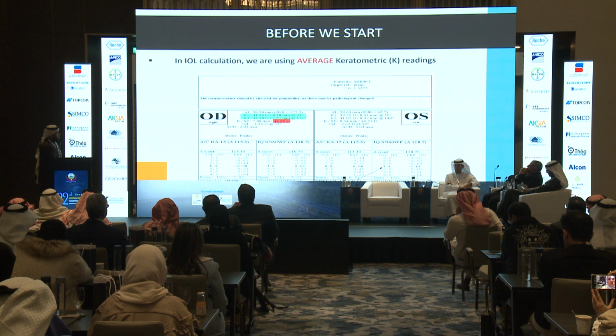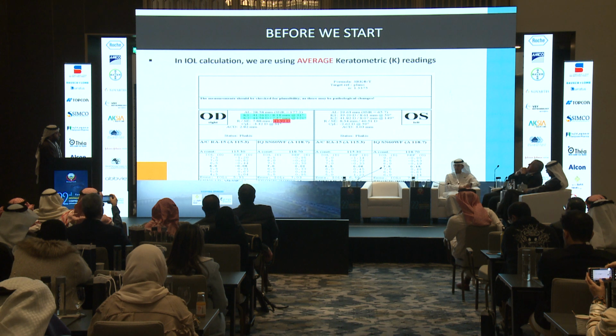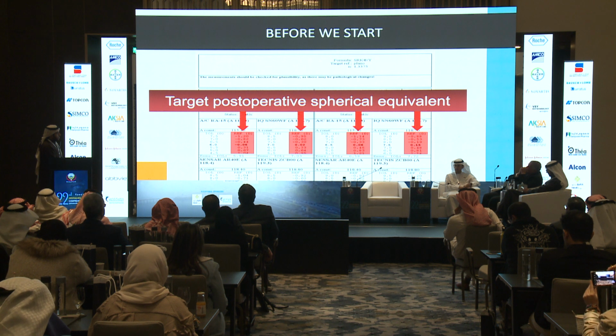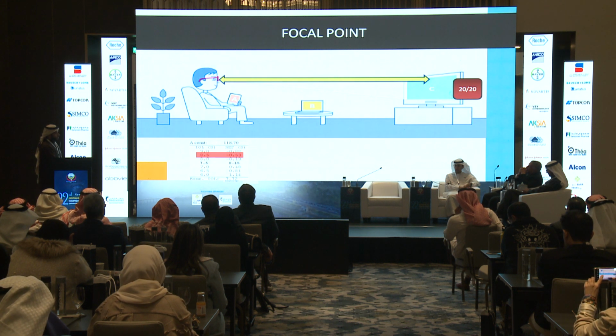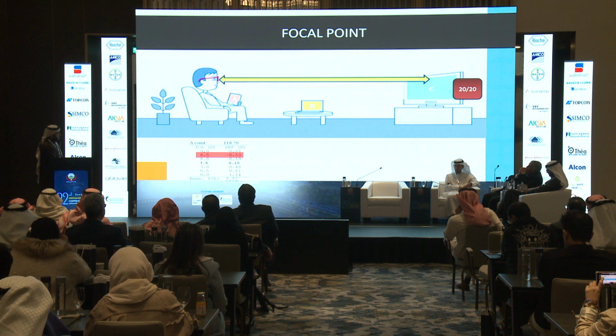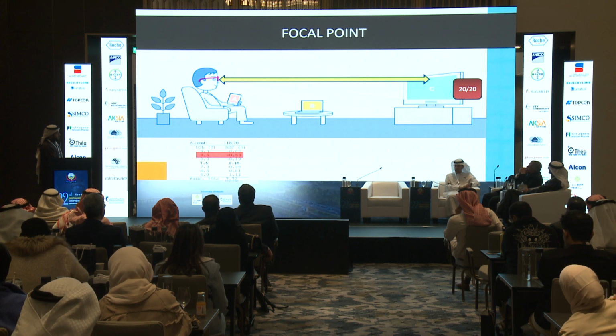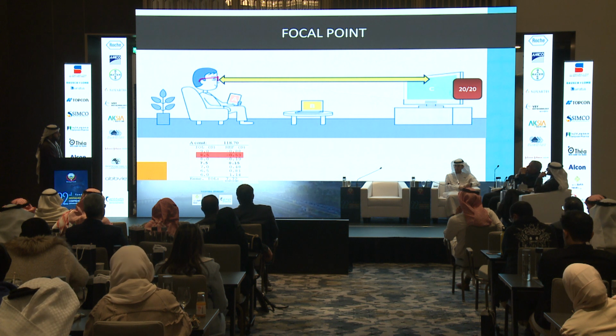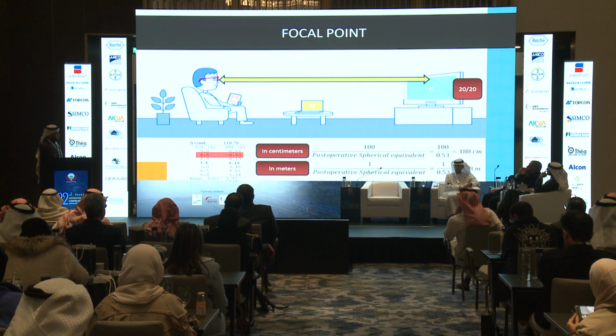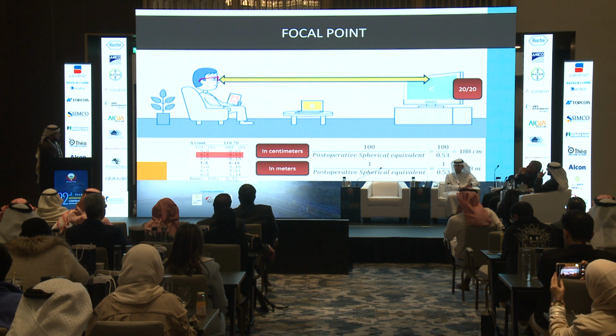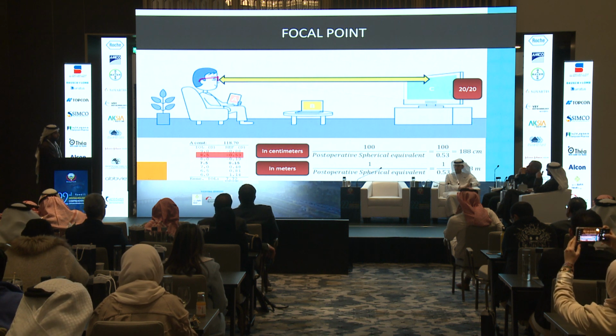Before we start the IOL calculation, usually we use the average K, which is K1 plus K2 divided by 2. And here, this is the target post-operative spherical equivalent. Some surgeons think that this is the post-op sphere, but this is the spherical equivalent. This is the attempt or the target. So let's say we used 8.5 IOL power, and we aim for minus 0.53. So this patient will see the sharpest image, 20/20, at 188 centimeters. This is the way that we calculate and match the IOL power to the patient demand.